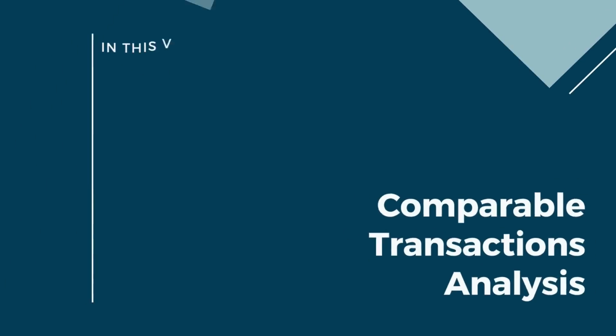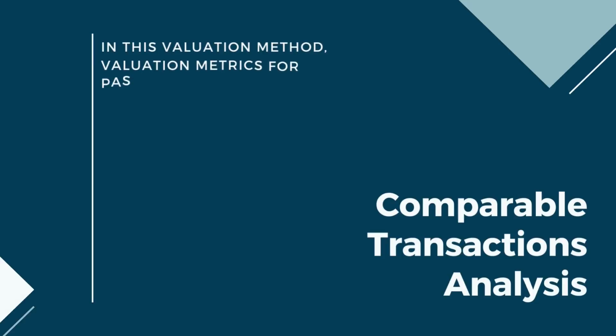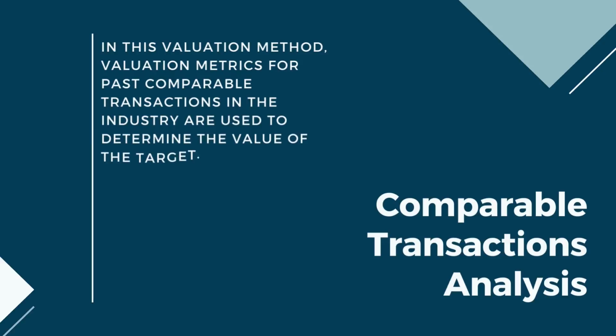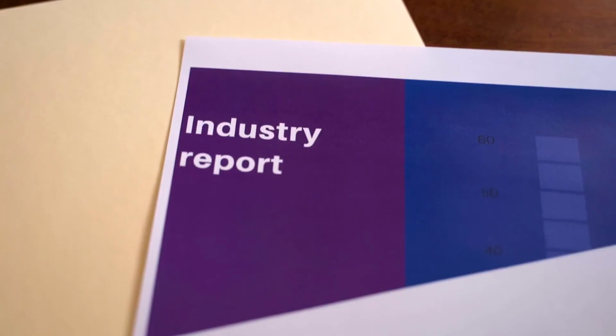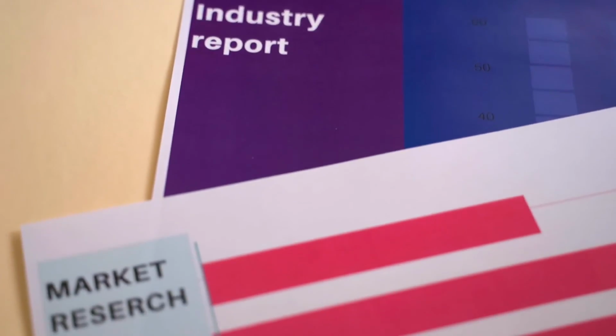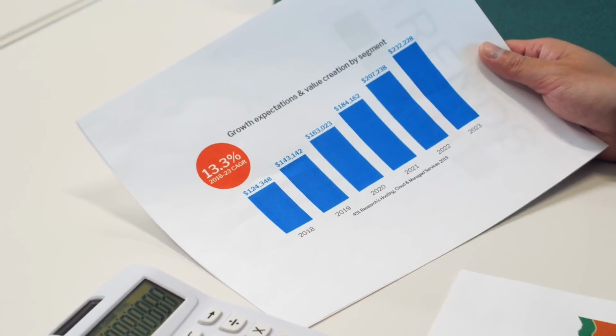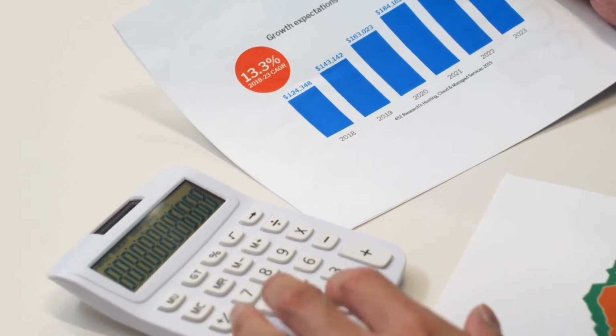Comparable transaction analysis. In this valuation method, valuation metrics for past comparable transactions in the industry are used to determine the value of the target, which basically means that you look for any similar transactions that have happened in the past and you use them as reference to arrive at the valuation of your target company.